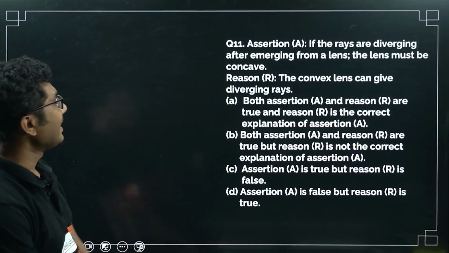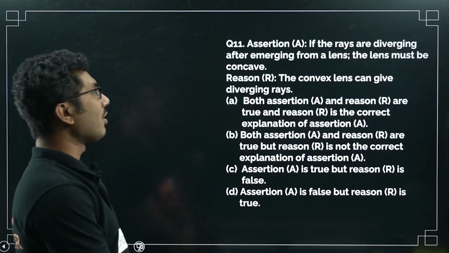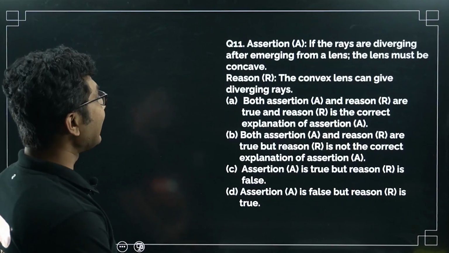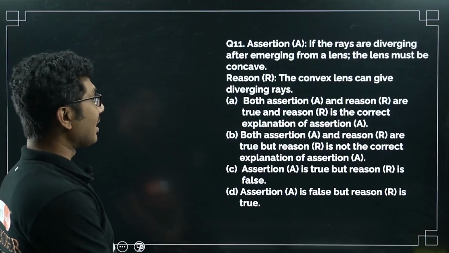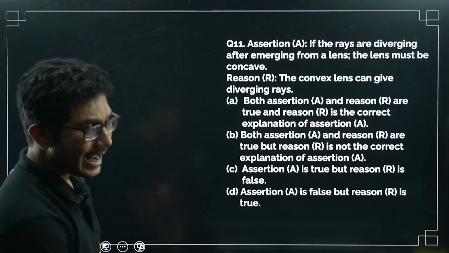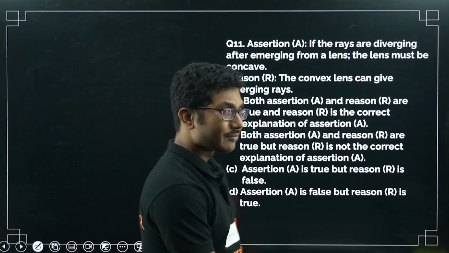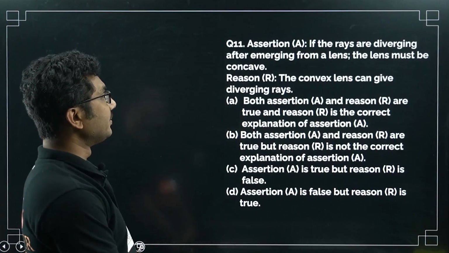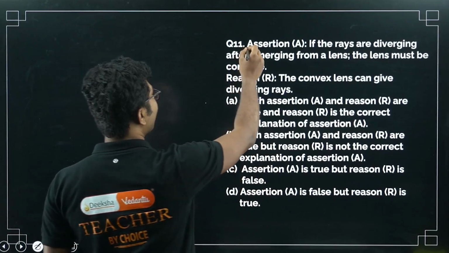Next, question number 11. Assertion: if rays are diverging after emerging from a lens, the lens must be concave. A convex lens can give diverging rays. Yes, if the object is placed at less than the focal length, then definitely a convex lens can produce diverging rays. So this assertion is obviously not correct.